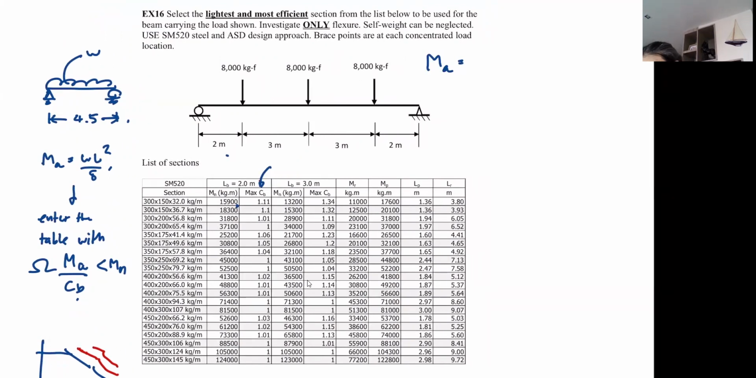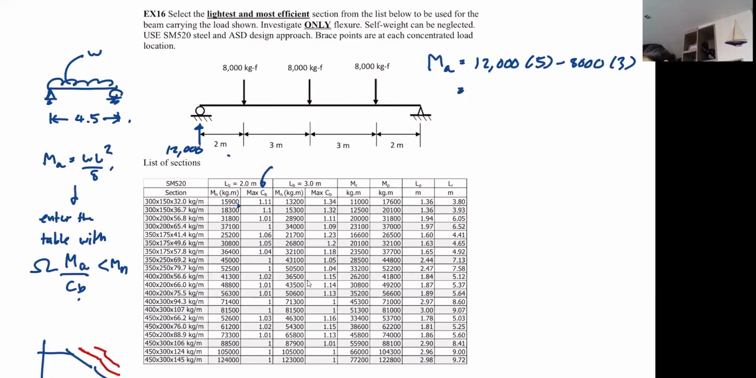The maximum moment at midspan, the easiest way is just to do the direct analysis. So the reaction here is 12,000. So the maximum moment here is 12,000 multiplied by 5 minus 8,000 multiplied by 3, right? So that's 60. Am I correct?